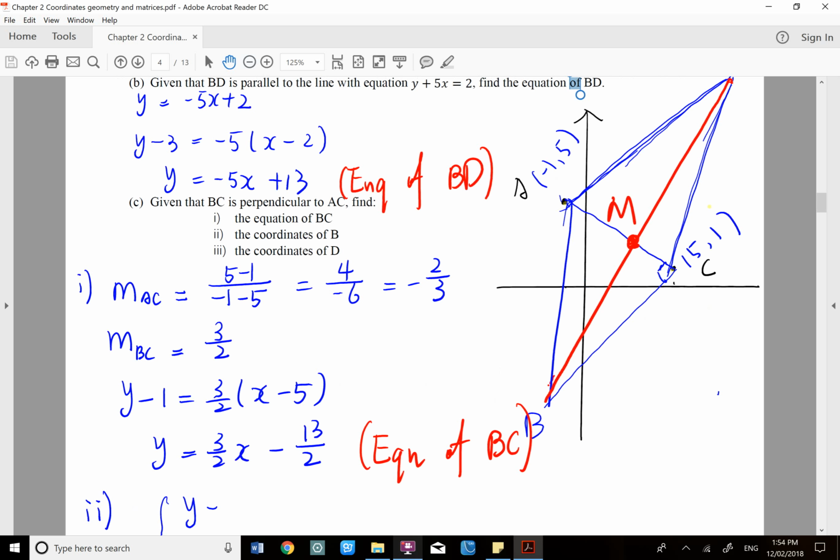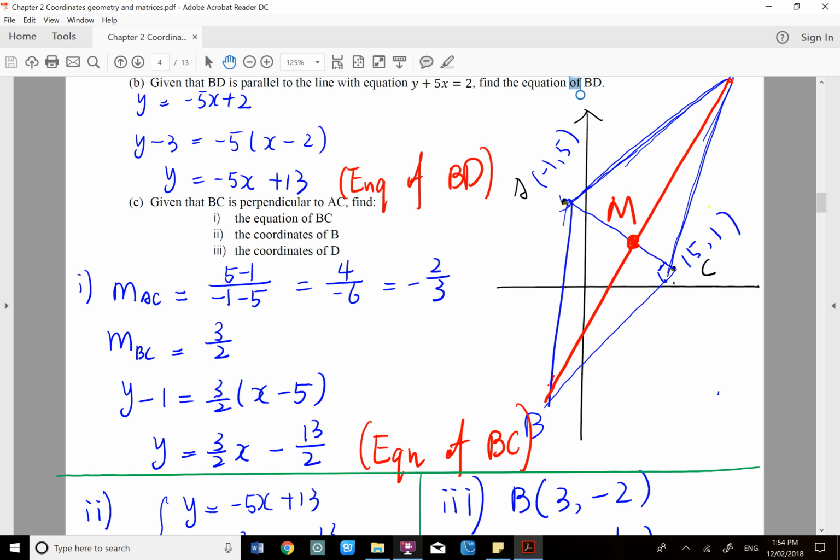Okay, so that's for B. We can work out the equation for BD. This red line does not stop, it extends forever. I don't know where B and C are yet, but I know the equation for BD. The equation is y equals minus 5x plus 13.